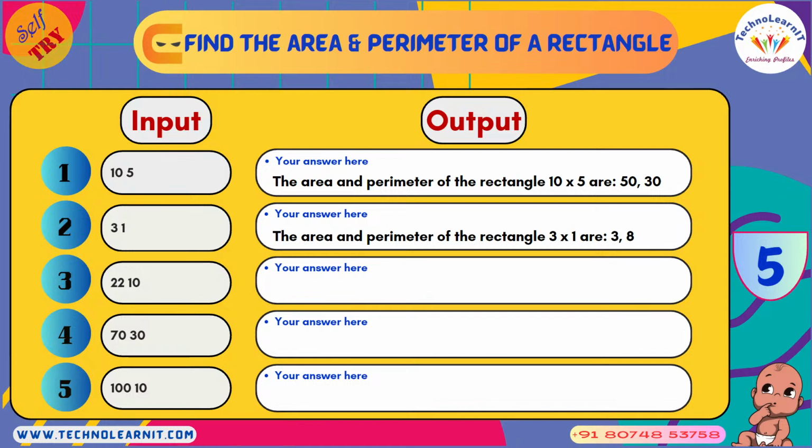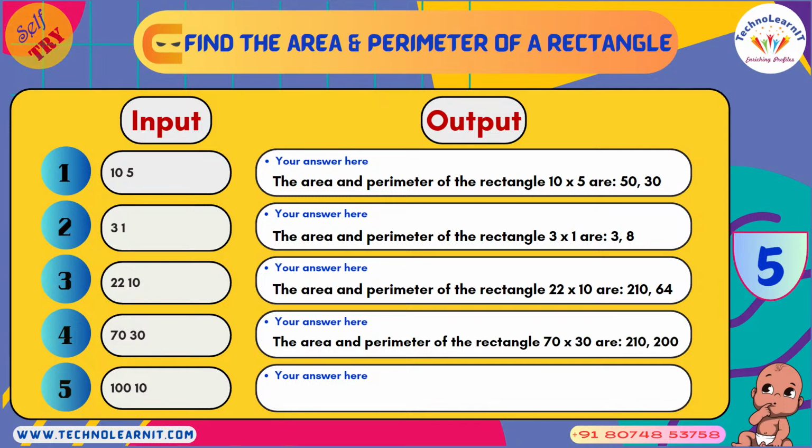Okay. So in the second example, the area is 3 times 1, which is 3, and the perimeter 3 plus 1 is 4, 4 times 2 is 8. Similarly, in the third example, 22 times 10 is 220. Sorry about that, there is a typo here. 220 should be the area, and 22 plus 10 is 32. 2 times 32 is 64, and 64 is the perimeter. And the last two are self-explanatory.